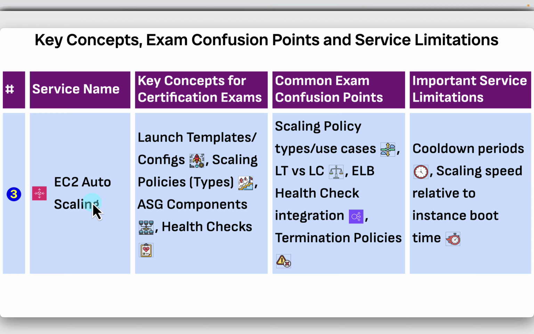Next, EC2 Auto Scaling. Key concepts for certification exams are launch templates and launch configs, scaling policy types, Auto Scaling group components, and health checks. Common exam confusion points are scaling policy types, use cases, launch templates versus launch configs. So launch configs were the older standard mechanism, then they introduced launch templates. Then elastic load balancing health check integration, and termination policies.